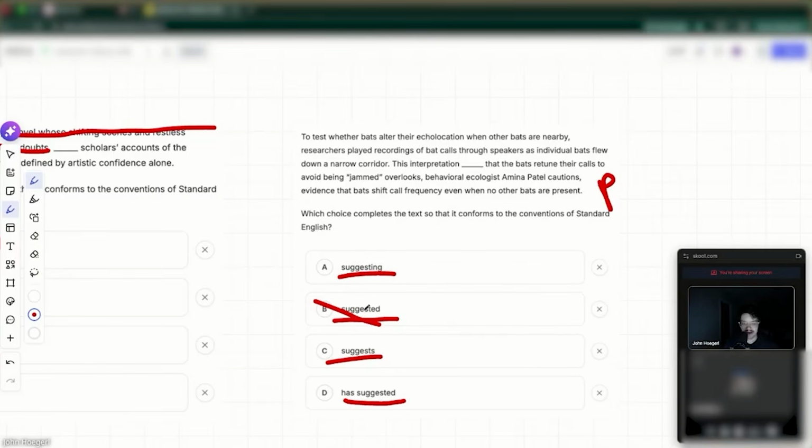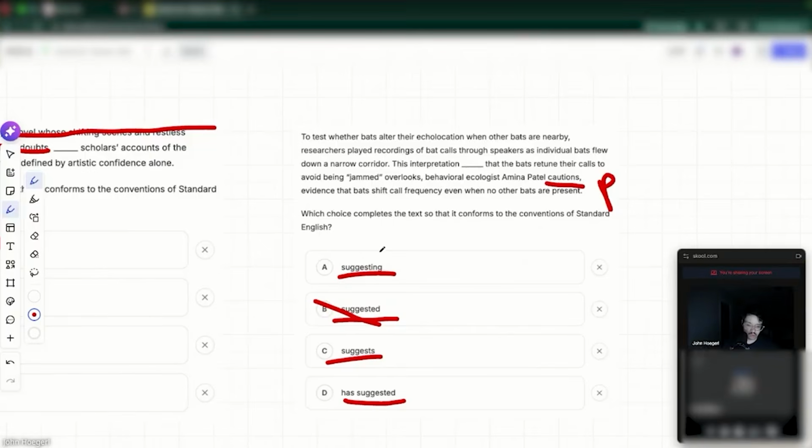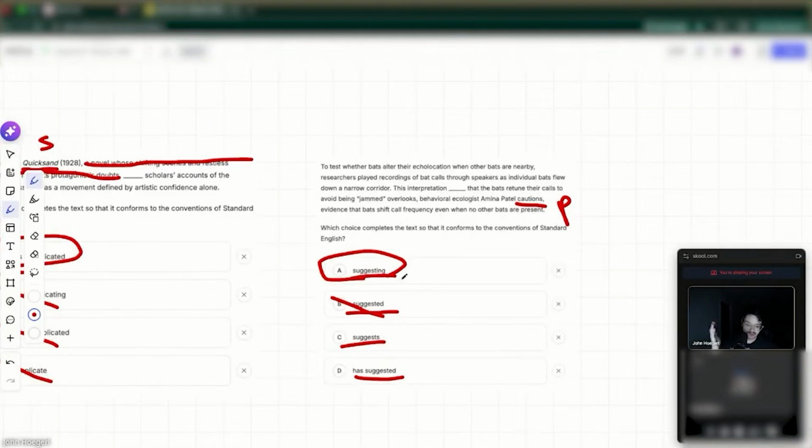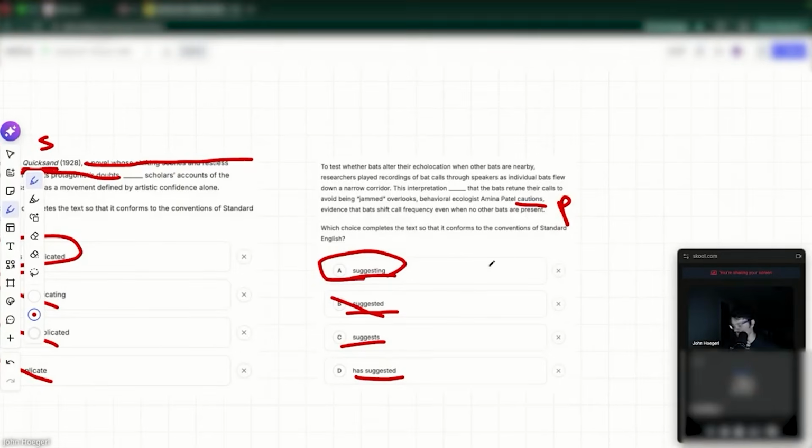Now, what other information do we have? All we have left is the main verb thing. So we look at this one here. Behavioral ecologist Amina Patel cautions. Cautions here would be the main verb. So we have to go for a non-main verb one for the answer. So we would have to go for suggesting. All those different rules kind of played a role in that one. And eventually we get to suggesting as being the right answer there.